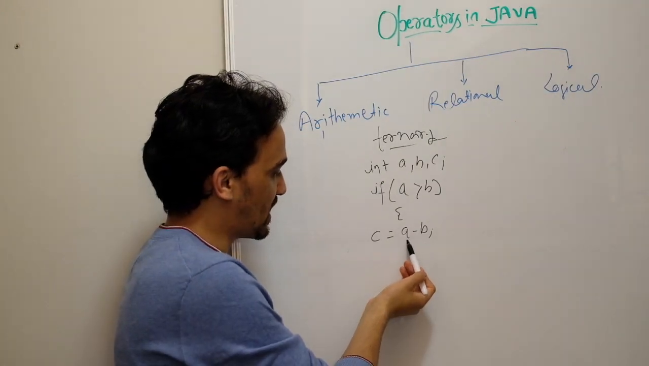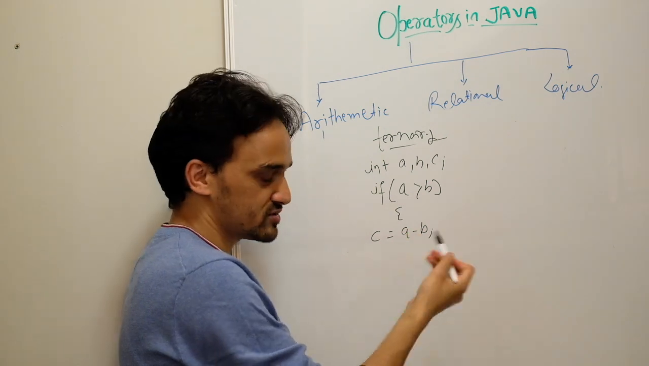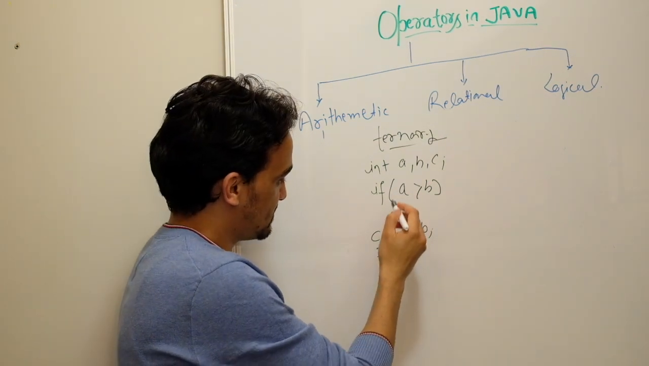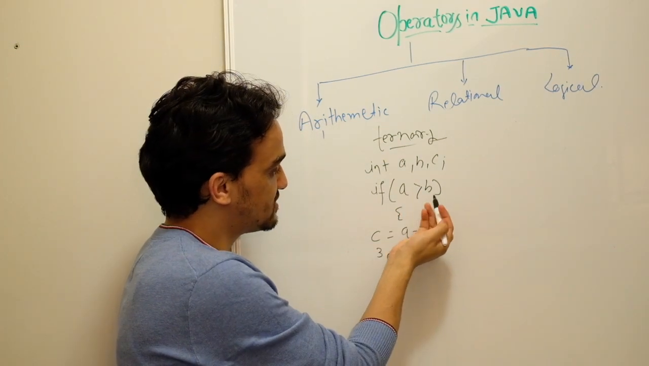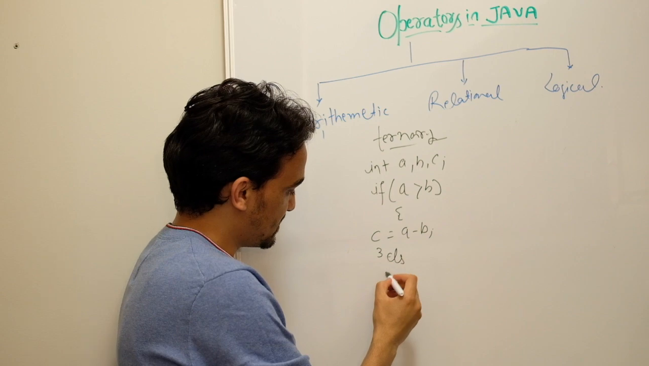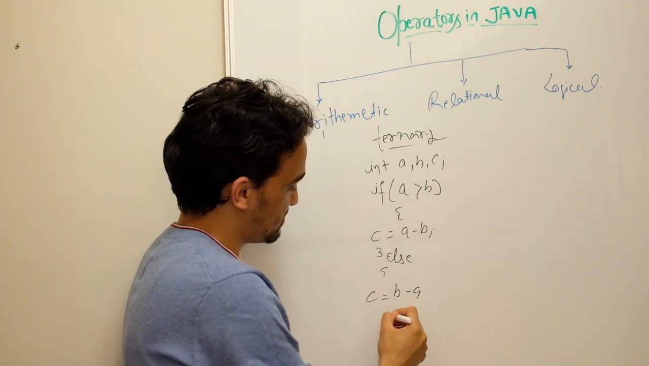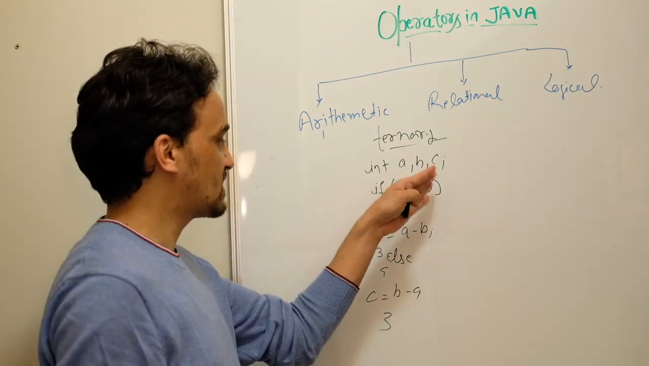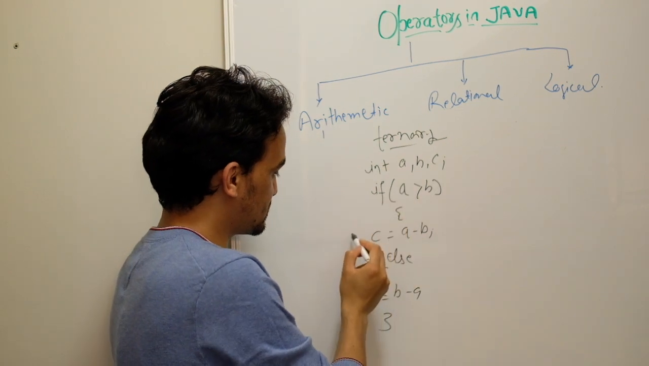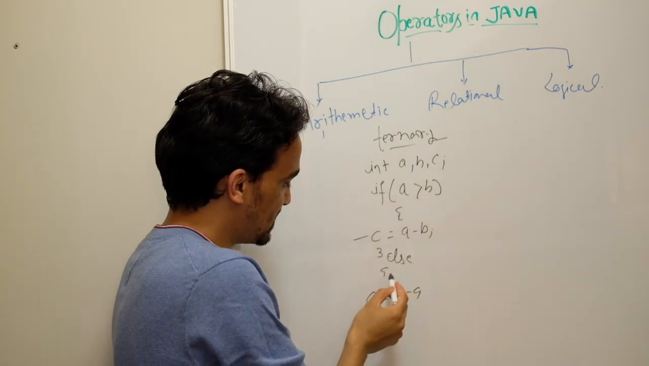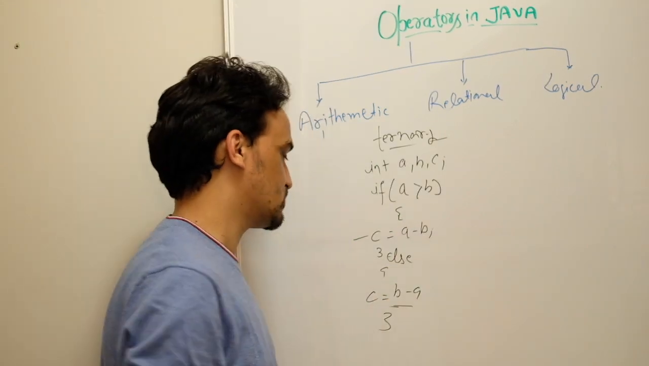That means we want a subtraction from the bigger value, the greater value. And if it doesn't match, else, right? If A is less than B, then we'll have C equals B minus A. Very simple. So we have three variables. If A is greater than B, then store the result A minus B, and if B is greater than A, then store this variable this way.